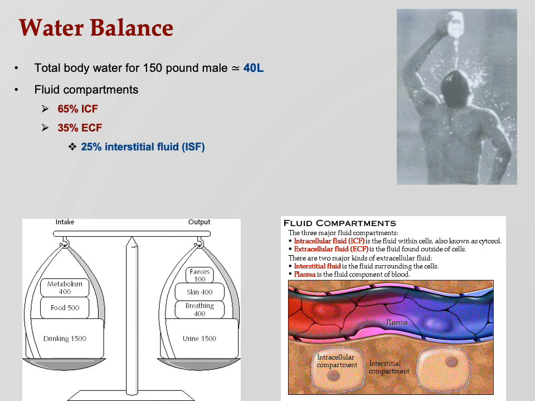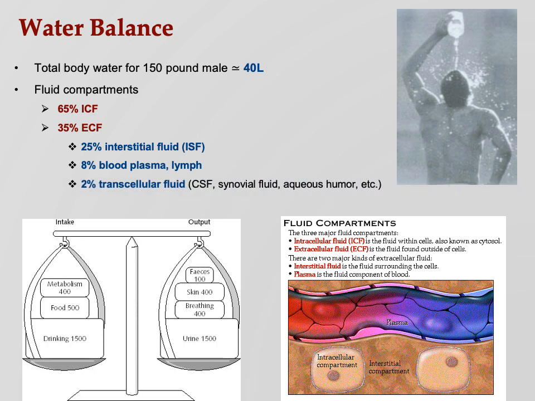So most of that, remember, is interstitial fluid, the fluid that's in between cells. It's in the spaces between the cells. And then 8% is blood plasma and lymph. 2% is all the leftover stuff, CSF, synovial fluid, aqueous humor, and so on. This is what surprised me on the last exam. I asked what lymph was most similar to, and a bunch of people said it was most similar to intracellular fluid. And no, intracellular fluid is completely different. Remember, it has a completely different concentration of ions.